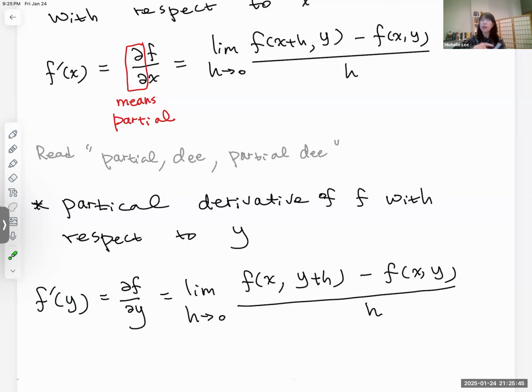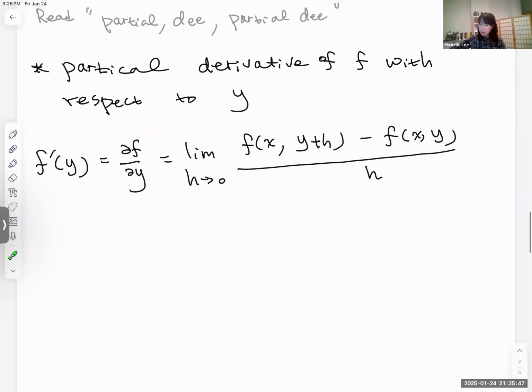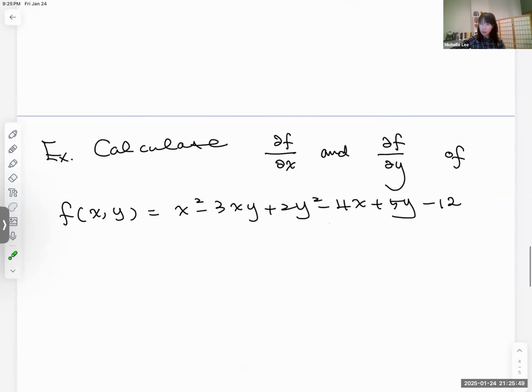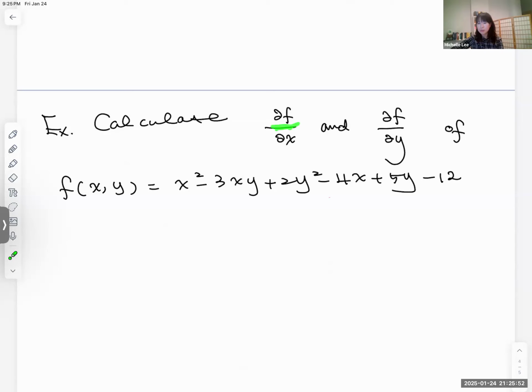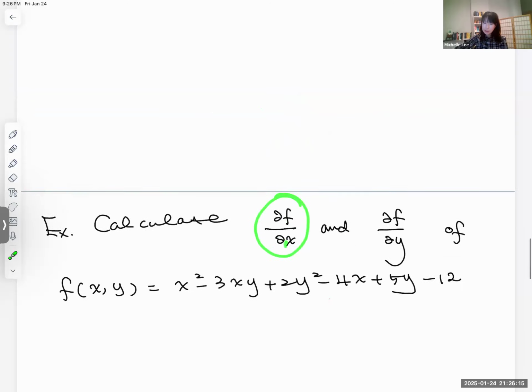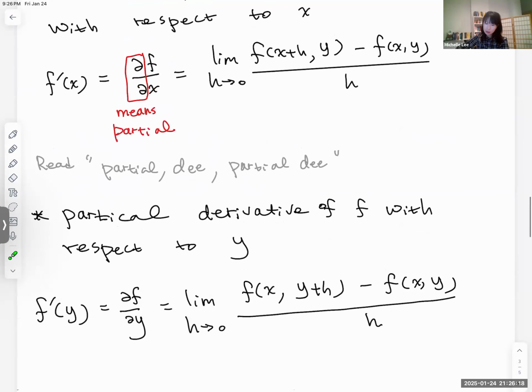Okay. Now, let's do an example then. So we want to calculate the partial derivative of f with respect to x and the partial derivative of f with respect to y. All right? Okay, so we have the function. All right, so with respect to x first. So let me bring this one.